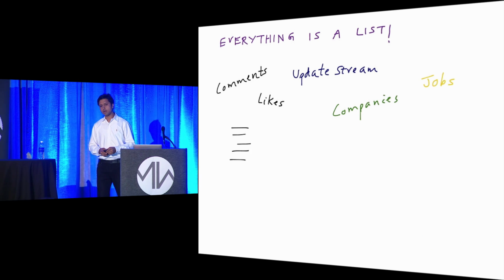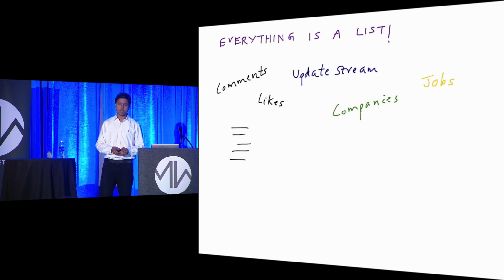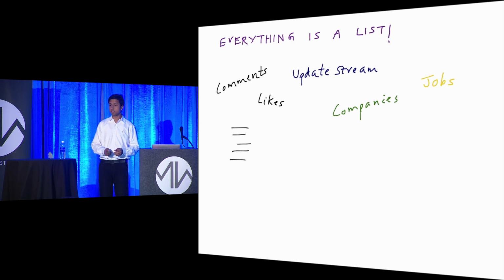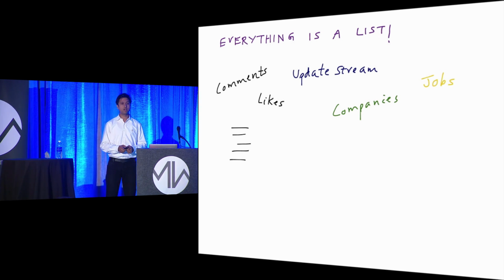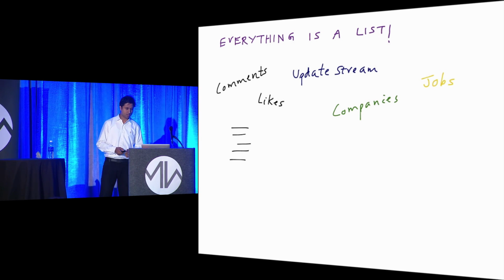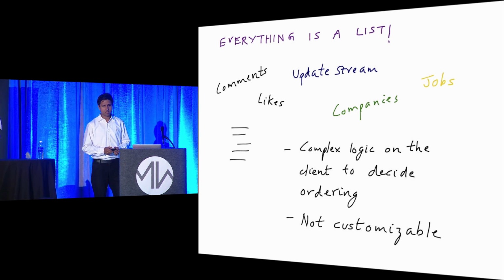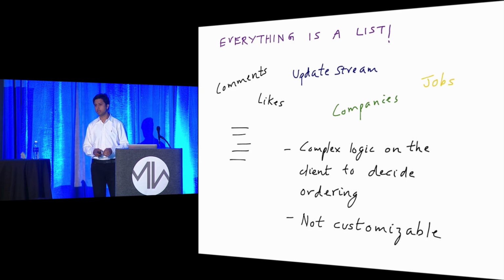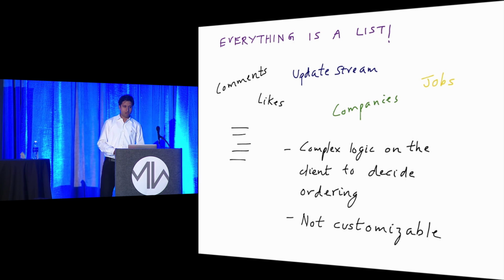We also started looking around for the types of views that our app had, and we realized that almost everything was a list. Comments was a list, likes was a list, update stream, companies, jobs, everything was a list. And the interesting thing was that there was really complex logic on the client to decide the ordering of these lists. So for example, you could have a news article, and you would say, hey, if a news article is less than a day old, you would put it on the top of the list.